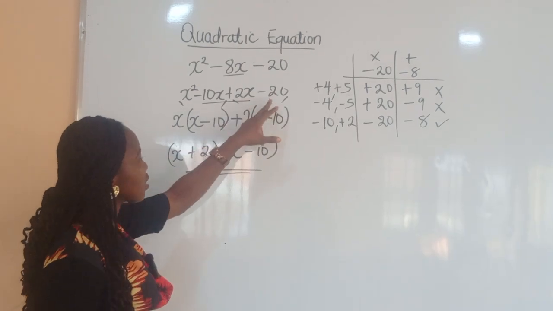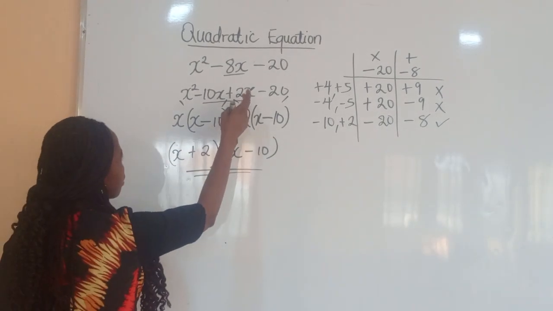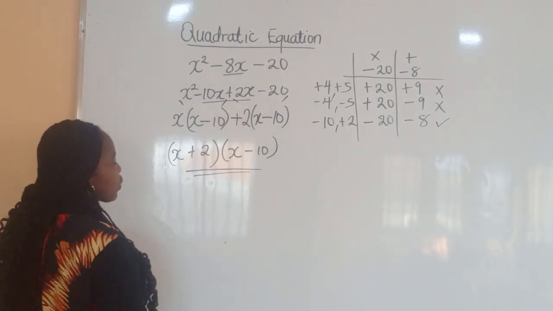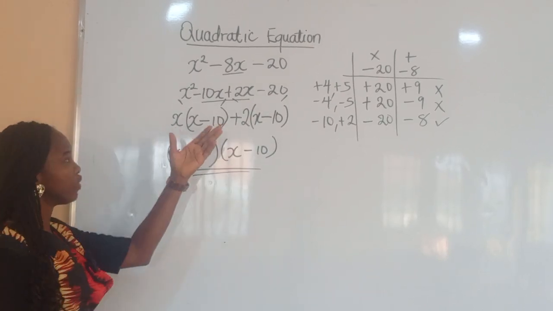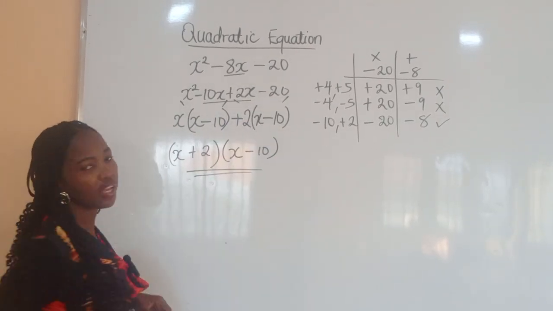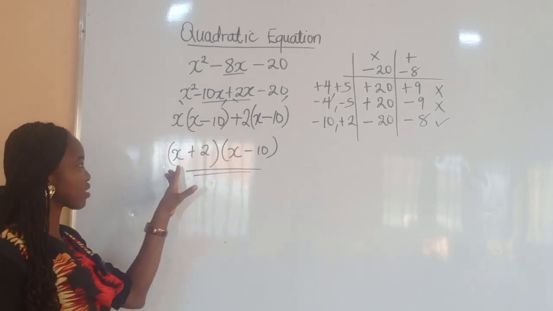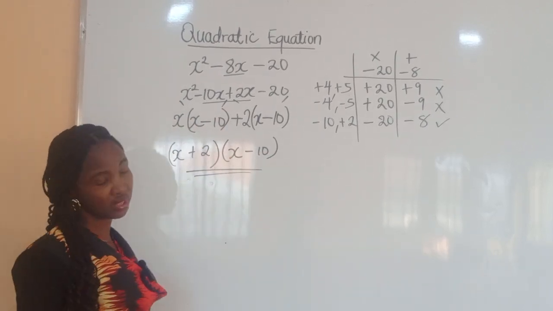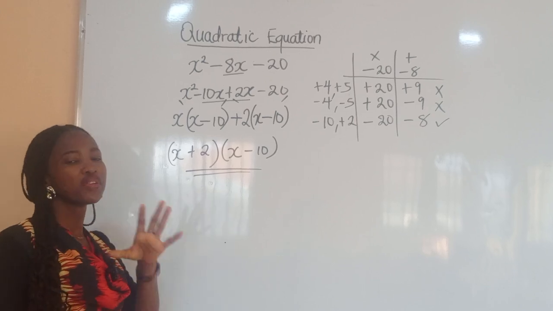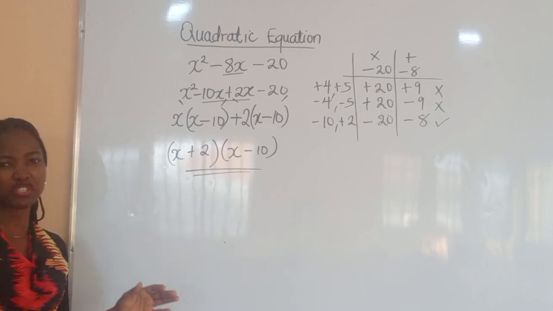Plus, what is common is 2. 2 going into 2x is x, and 2 going into 20 is 10. The minus: plus times minus gives me minus. So I'm going to pick out x plus 2, and x minus 10, I'm going to bring one of it.